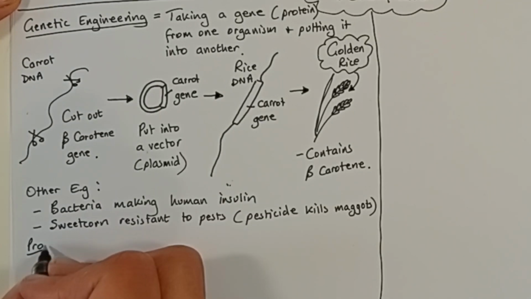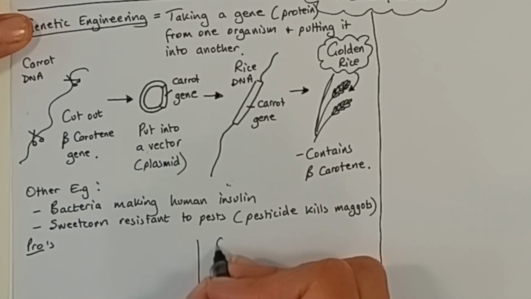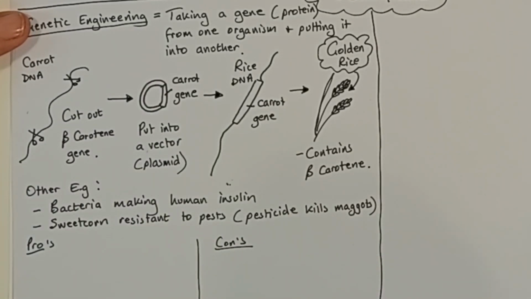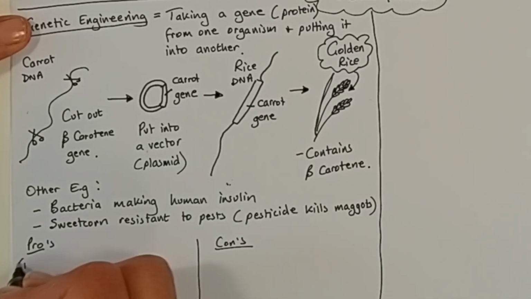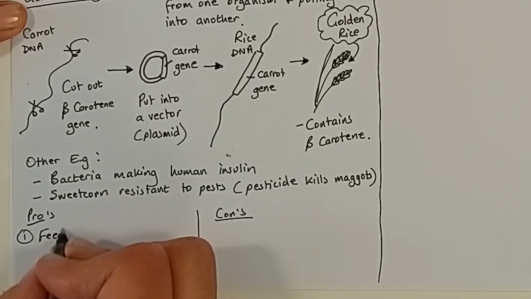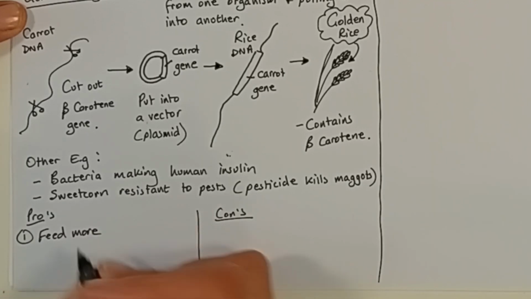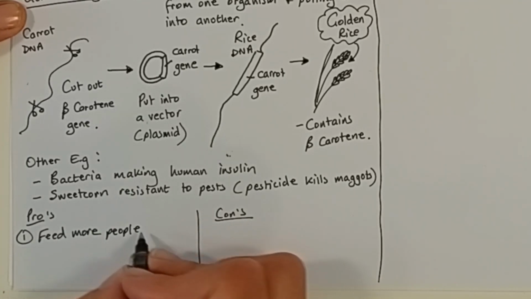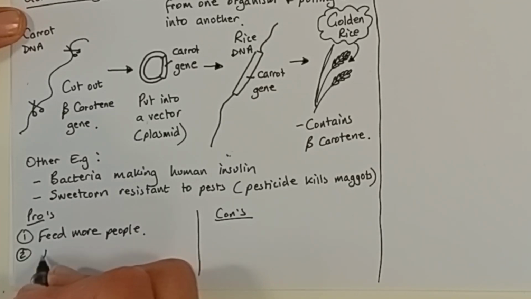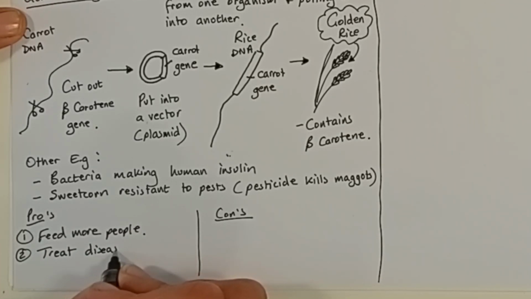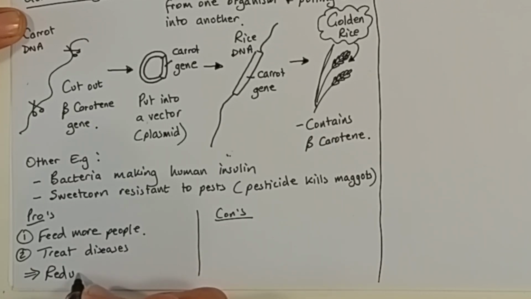With genetic engineering, you could be asked an evaluate question. So you need to know the pros and the cons. So evaluate means giving both sides of the argument. So the pros of genetic engineering are that you can feed more people, you can increase yield, and you can make it more nutritious. You can treat diseases. And both of these are going to lead to a reduction in human suffering.